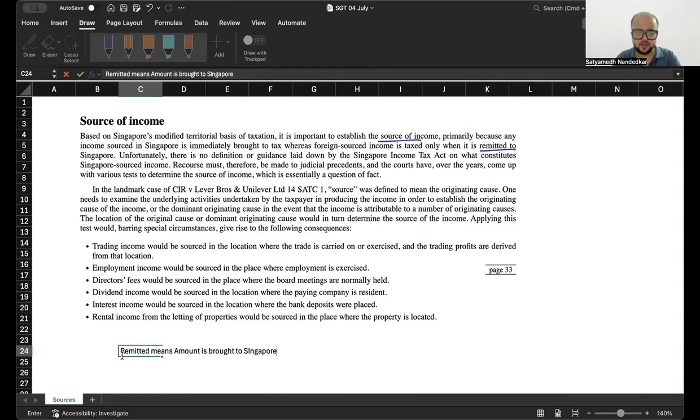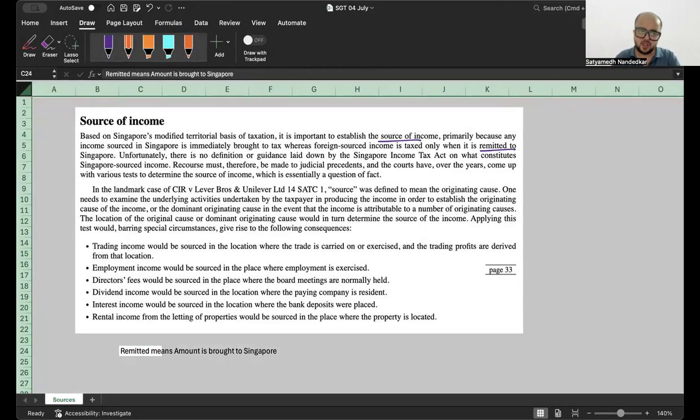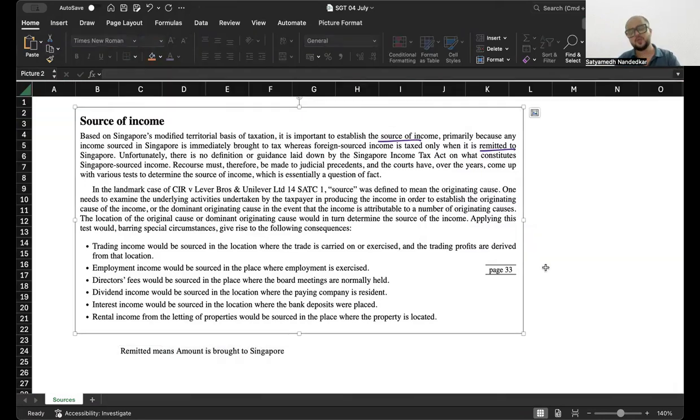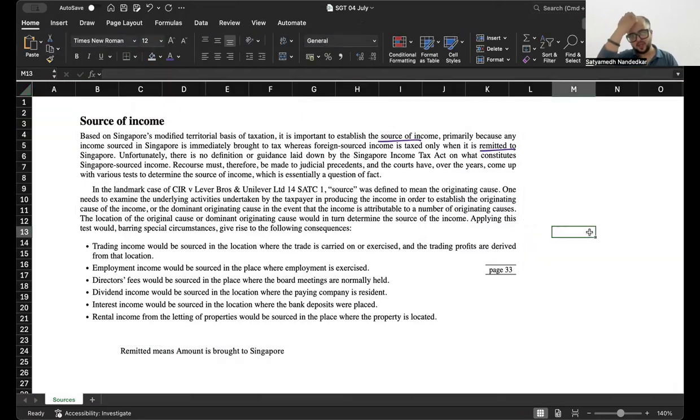from the other country. The remittance basis charge is applied by many countries across the world when it comes to taxation of foreign income. Unfortunately, there is no definition or guidance laid down by the Singapore Tax Act on what constitutes Singapore sourced income. Recourse must therefore be made to judicial precedents, and the courts have over the years come up with various tests to determine the source of income. Now, this is a common practice in laws across the world.